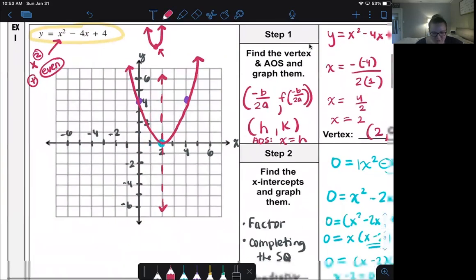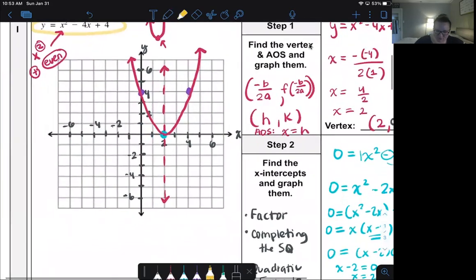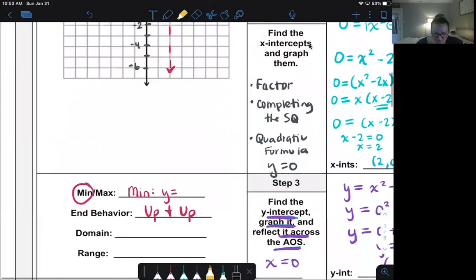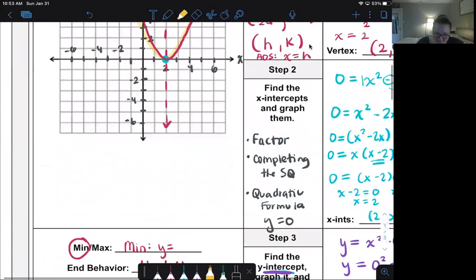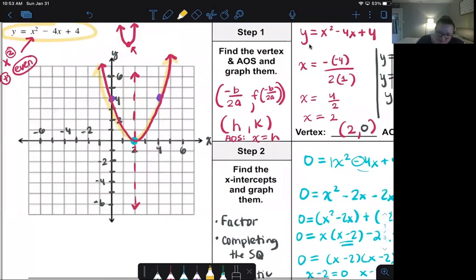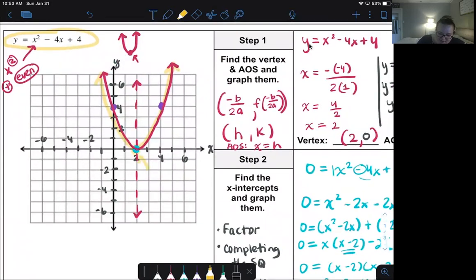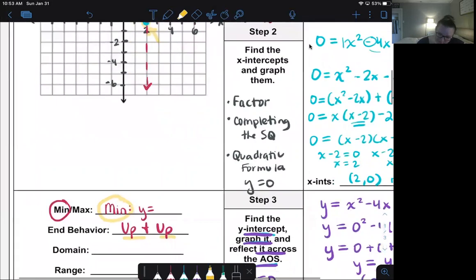All right, now check it out. What is our end behavior? Well, to the far left, it's up, and to the far right, it's going up as well. So our end behavior was in fact up and up. What's our minimum value? Our minimum value is whatever y is at our vertex. So our minimum value at this point is 0. So our minimum is y equals 0.